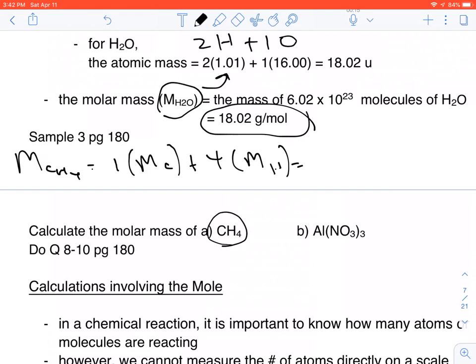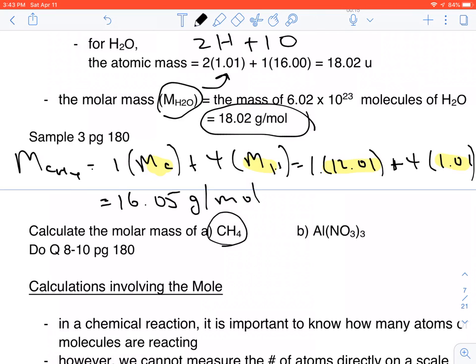Molar mass for carbon is 12.01, and 4 molar masses for hydrogen, 1.01. Again, remember these numbers come from the periodic table. I have to look up carbon, and I have to look up hydrogen on the periodic table. Okay, and once I get that far, remember your order of operations. I'm going to do my 4 times 1.01 first, my brackets, and my 1 times 12.01. So this becomes 4.04 and 12.01, and I'm going to add them together, and I get 16.05, and the units are always grams per mole.